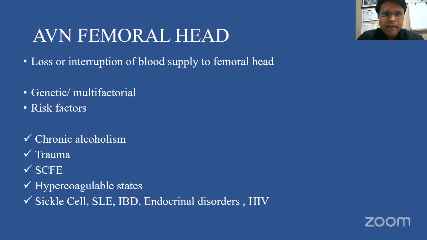We all know that AVN of a femoral head is a loss or interruption of the blood supply to the femoral head. There are multiple factors involved, from genetic to multifactorial. Important risk factors include chronic long-term use of corticosteroids, and COVID. After COVID, we have a lot of patients with AVN of the femoral head. Other risk factors involve chronic alcoholism, trauma, hypercoagulable states, and other causes like sickle cell anemia, SLE, inflammatory bowel disease, endocrine disorders, and HIV.